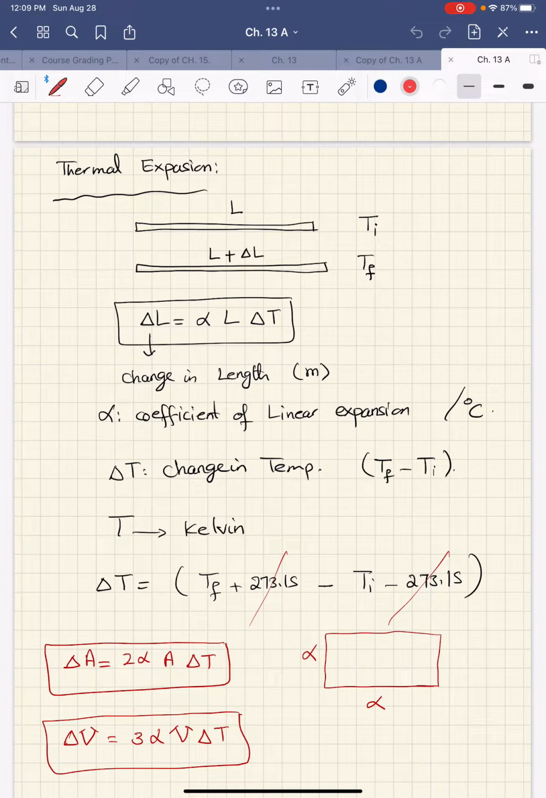Now, this is the second part, and here I will talk about thermal expansion. What does that mean? This means how materials interact with heat, and how they are going to maybe change length or area or volume based on absorbing heat or rejecting heat.